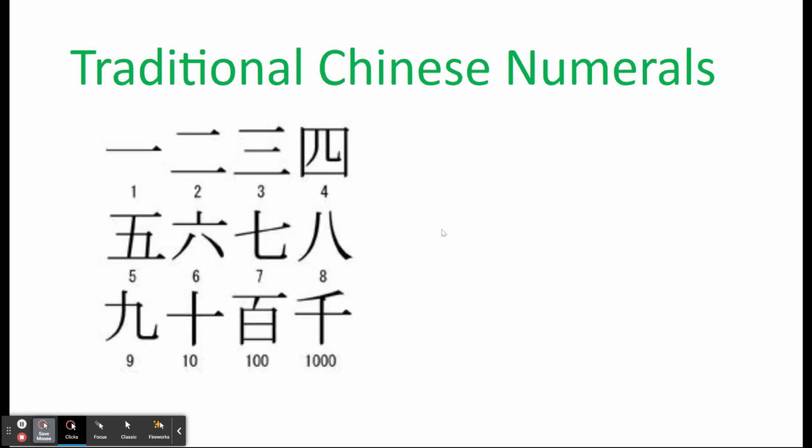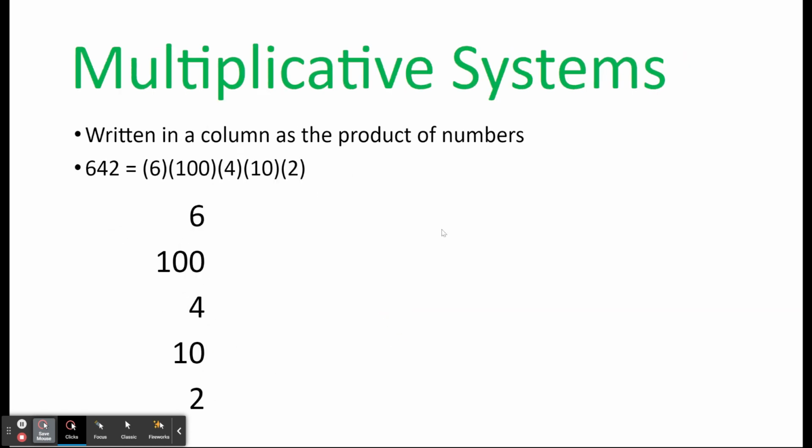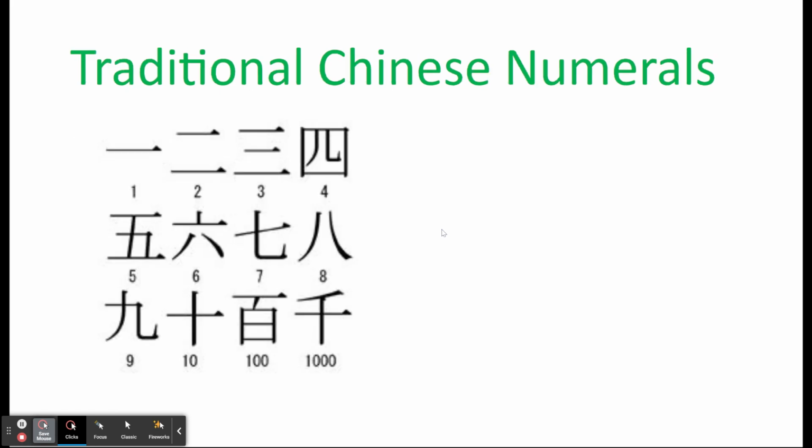Let's see what that means. The multiplicative system we're looking at is the Chinese numeral system. There's actually an extra credit assignment in the back. If you want to grab it, you can get some extra credit for this assignment. It's basically just a simple Chinese numeration worksheet, something you might have gotten in kindergarten or first grade when you were learning our normal alphabet. You can do the same thing with these Chinese numerals. So go ahead and grab that extra credit sheet if you think you need some extra credit.